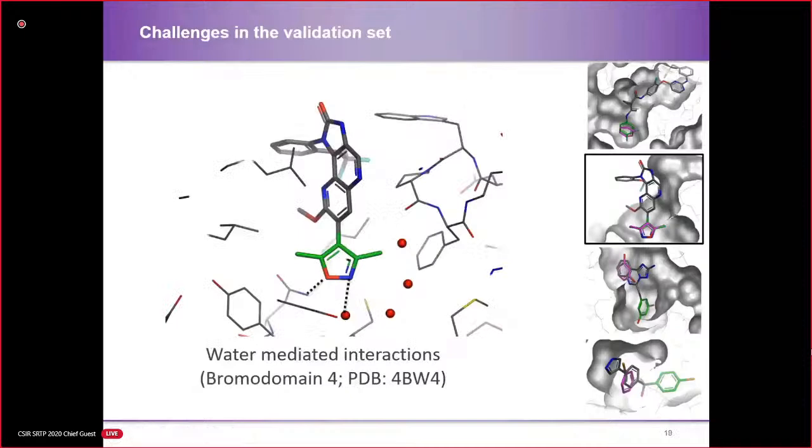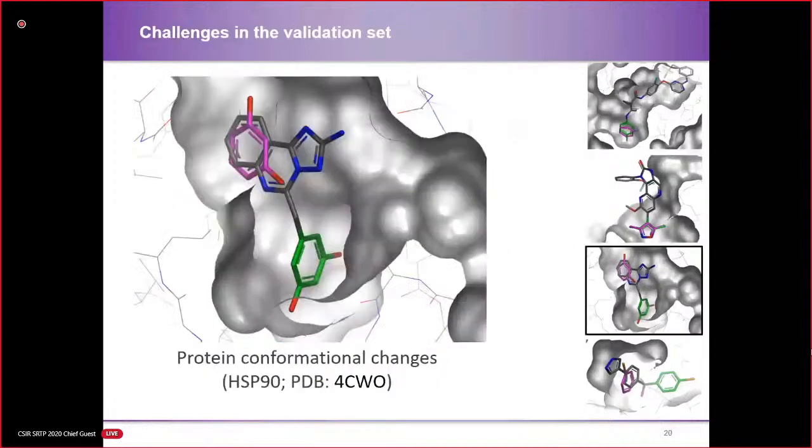Similarly, some water-mediated interactions are not captured because we don't have information about water. So without the water, we get it flipped. But if there's a water, then it is more likely to sit in the isoxazole, in this orientation rather than the other one. Similarly, there are protein conformational changes. So in the case of HSP90, we say this is the hotspot, the actual hotspot is here.